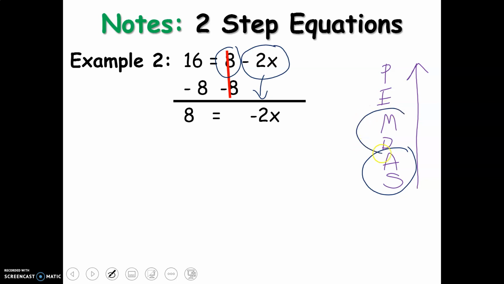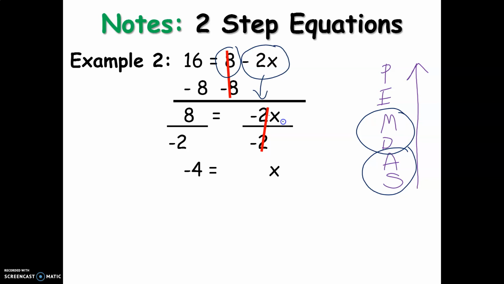Now we ask ourselves, is there any multiplication or division with the x? And there is. We see here that negative 2 is being multiplied to x. The opposite of multiplying by negative 2 is to divide by negative 2. So we divide both sides of this equation by negative 2. On the right-hand side, we have negative 2 divided by negative 2, or 1. 1 times x is just x. And on the left-hand side, we have 8 divided by negative 2, or negative 4. So we get that negative 4 is equal to x, or x is equal to negative 4.